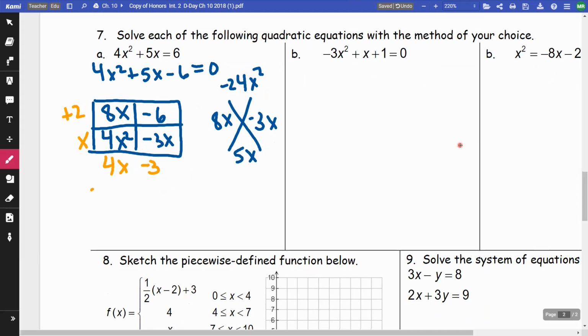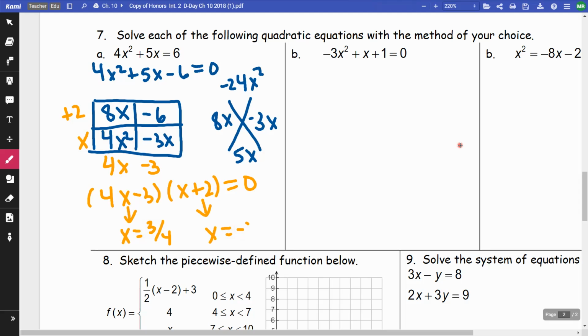So when we're solving this, we're going to have 4x minus 3 times x plus 2 is equal to 0. And when I set 4x minus 3 to 0, I'm going to get a positive 3/4. And when I set x plus 2 to 0, I get a -2. And those are our 2 answers.